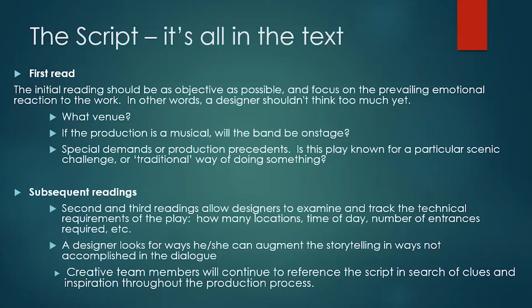Anywho, it's as we read the play a second and third time that we can start to track those requirements. So we can look at, okay, well, what time of day is it? How many locations are there? At each of these locations, what do I need? Do I need a place for somebody to sit down? Do I need a doorway? Do I need a window? Is there a phone on the wall that rings a million times? Those are things that we will start to really take out of the text, because it's all in the text.